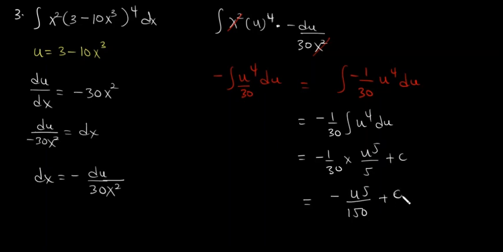So now let's bring in our substitution. You're going to have minus (3 minus 10x cubed) to the power 5 divided by 150, plus C. So this will be our answer for this example also.